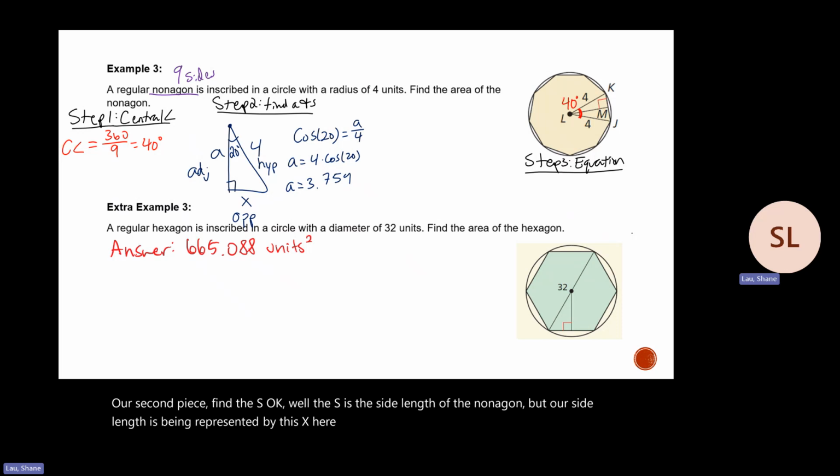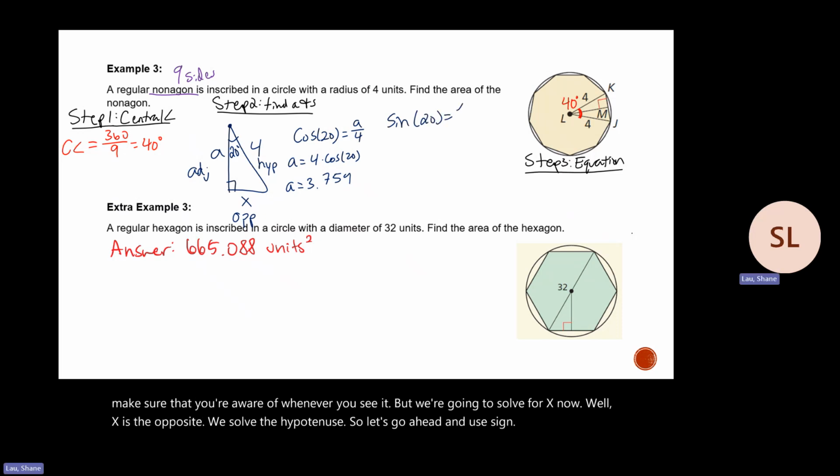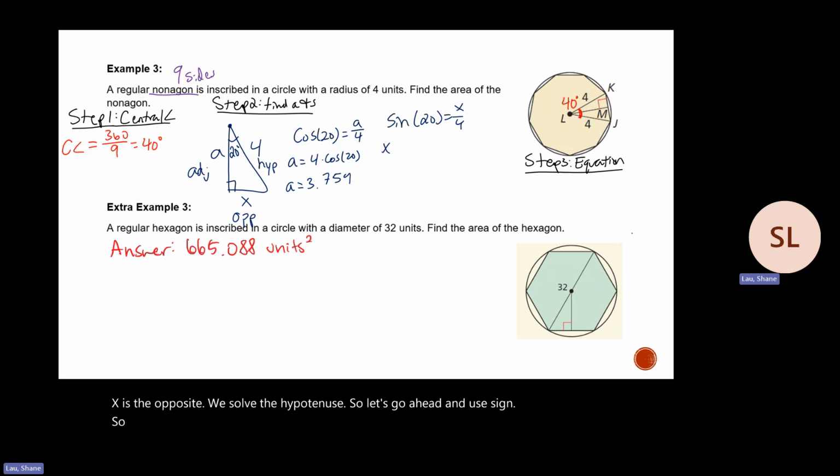But we'll see a little trickery here. Something that you have to really make sure that you're aware of whenever you see it. But we're going to solve for X now. Well, X is the opposite. We still have the hypotenuse. So let's go ahead and use sine. It's pretty much set up the exact same way, except this time we have sine instead of cosine. So you're going to get X by itself: 4 times sine 20. We get X is equal to 1.368.